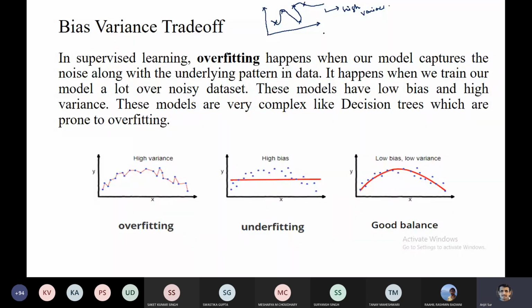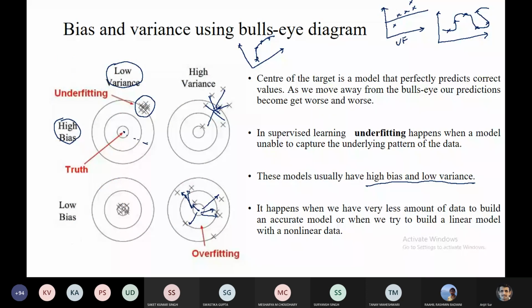So overfitting happens when our model captures the noise along with our underlying pattern in data. If it is noise, we also capture the noise. It happens when we train our model a lot over a noisy data set. This model has low bias and high variance. So that is important: low bias and high variance. Go back to this diagram, low bias, high variance. This is overfitting.